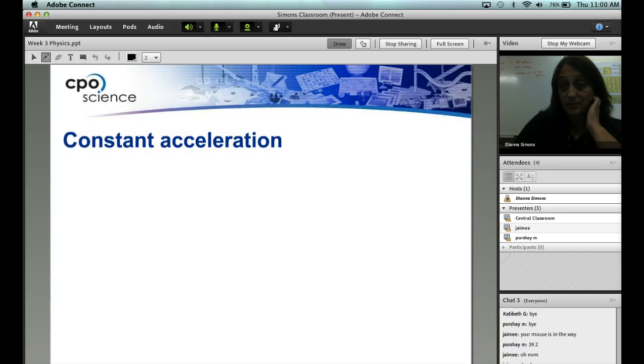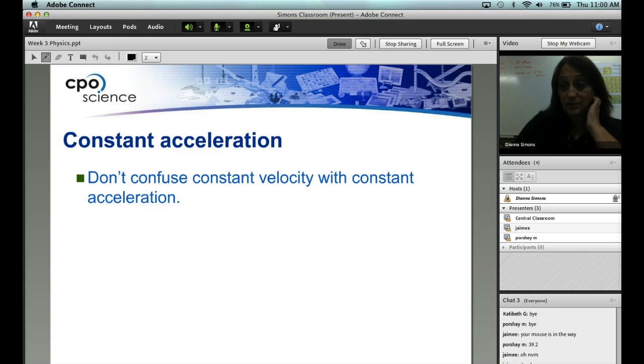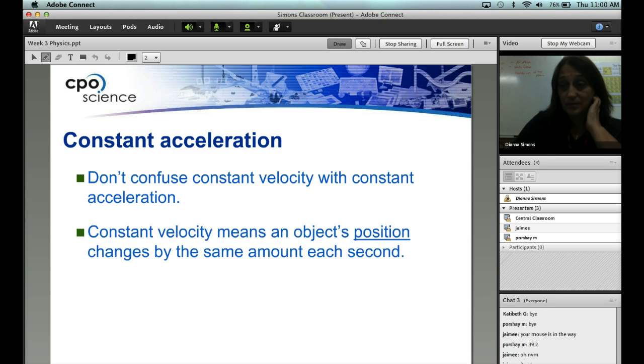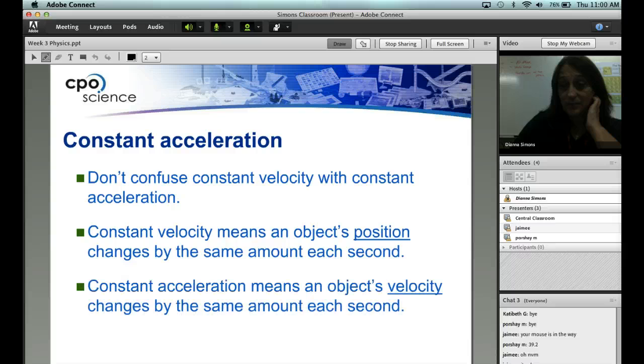All right. Constant acceleration. Don't confuse that with constant velocity. Constant velocity means that an object's position changes by the same amount each second. But constant acceleration means that an object's velocity changes. And if you think about it, again, that really helps whenever you have your axes labeled.